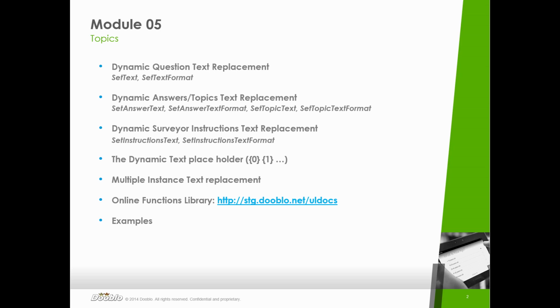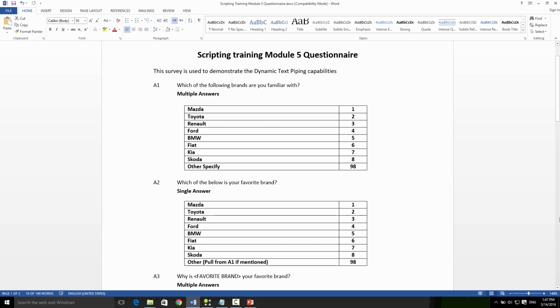Let's look at several examples. As we did in previous modules, we will demonstrate by looking at a simple questionnaire. This questionnaire contains several questions that discuss car brands, and we will script it question after question, and each time we will demonstrate a new, different technique of text piping.